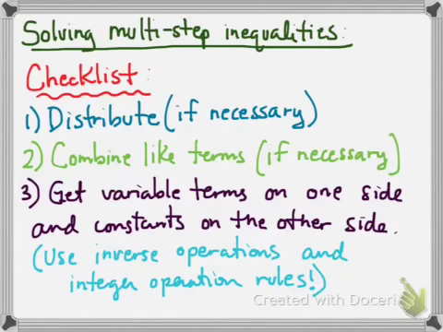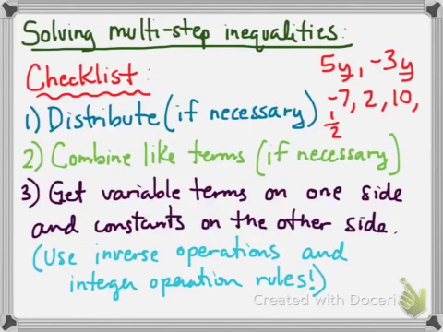Second, we have to combine like terms if necessary. Remember, like terms are terms that have the same variable part. So for example, 5y and negative 3y would be like terms because they both have y's. So I can combine them or put them together. Also remember that negative 7, this is another example, 2, 10, and 1/2 are also all like terms because they're all constants, or they're all just numbers. So we can combine these because they're like terms.